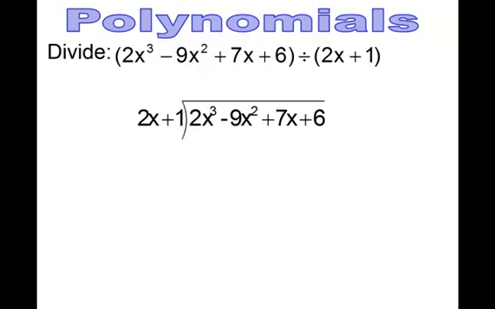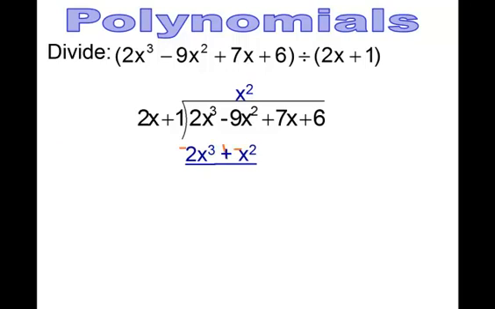So you set it up. You have 2x plus 1 being divided into 2x to the third minus 9x squared plus 7x plus 6. Now you're only focused on that 2x to the third, and you want to know what to multiply 2x by to get 2x to the third. So you need to multiply by x squared. You're taking x squared and distributing it all the way through the 2x plus 1. And then you end up with 2x to the third plus x squared.